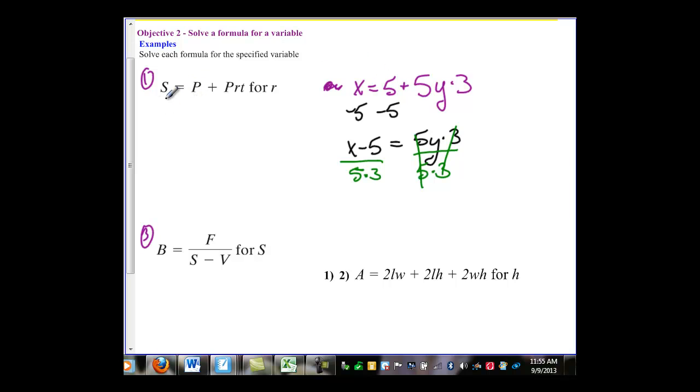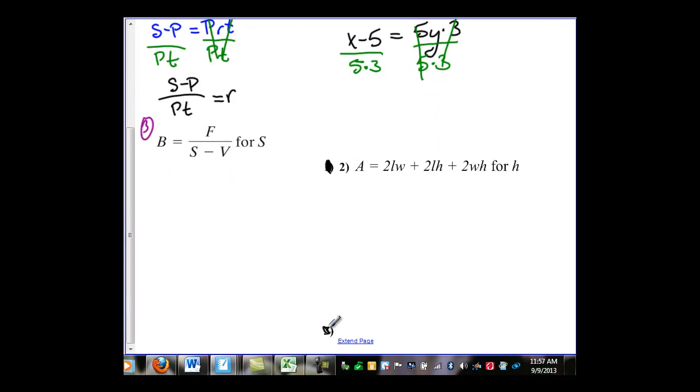So the first thing we did was subtract. So that's the first thing we're going to do over here. So subtract p from both sides. So now we have s minus p equals PRT. And then we have p times r times t. We're trying to just keep the r there. You guys already told me to undo multiplication, you just divide. So we're going to just divide by the stuff we don't want over by the r. We need to move the p and the t. So everything cancels here. And we end up with s minus p over pt equals r.